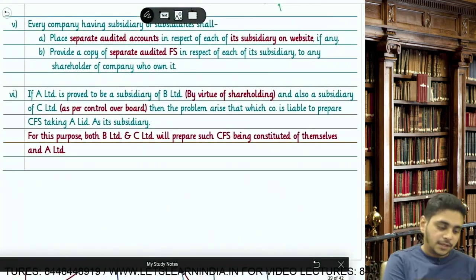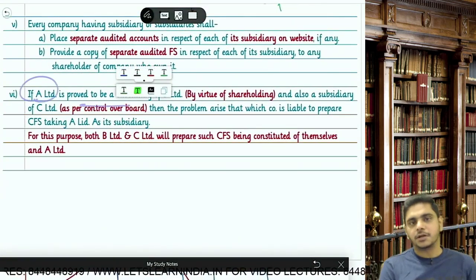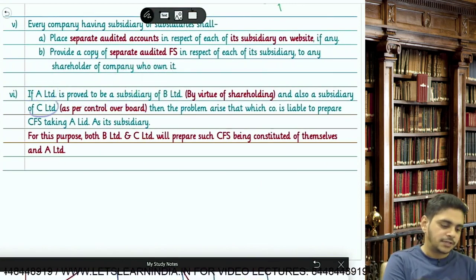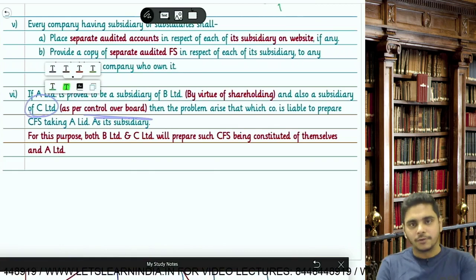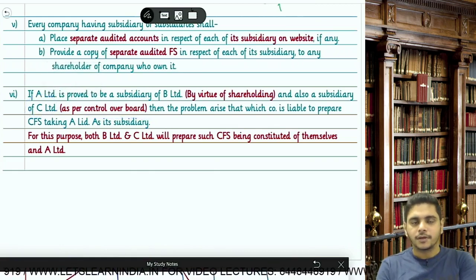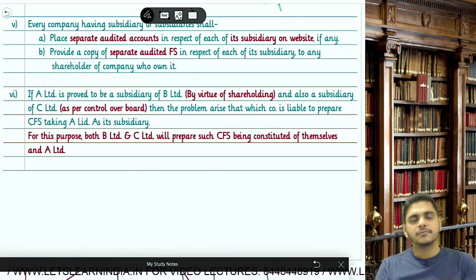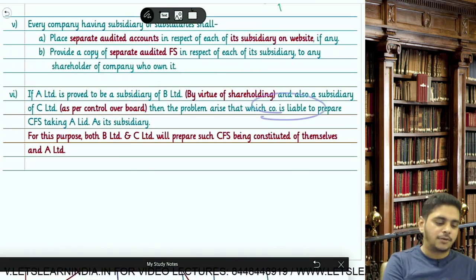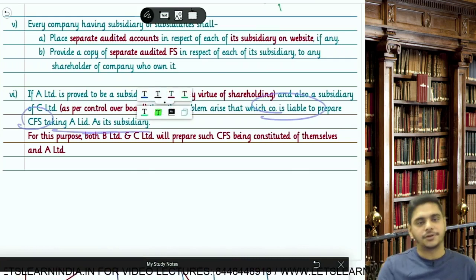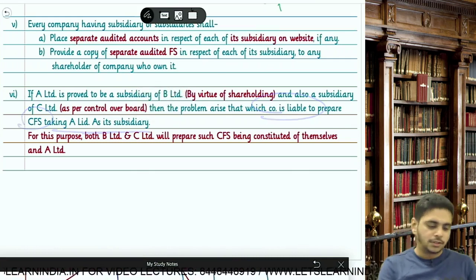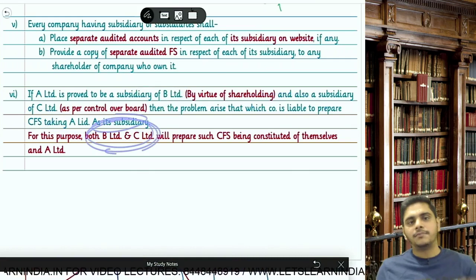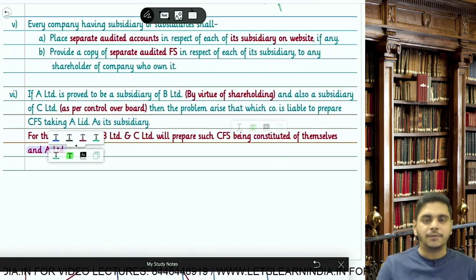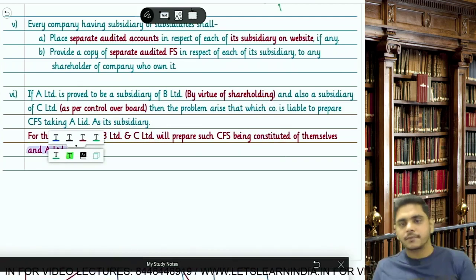See, if A Limited is proved to be a subsidiary of B Limited by virtue of shareholding and also a subsidiary of C Limited as per control over board. Okay, so if someone has invested or someone is controlling, then the problem arises that which company is liable to prepare CFS taking A Limited as its subsidiary. For this purpose, both B and C Limited will prepare CFS constituted of themselves and A Limited. That means they will do conso with A Limited.